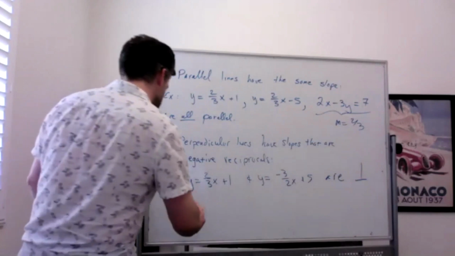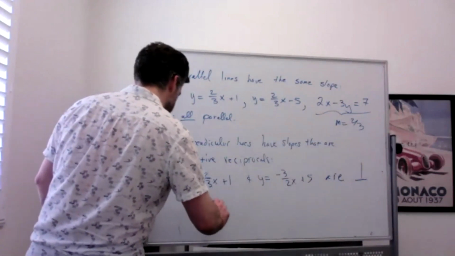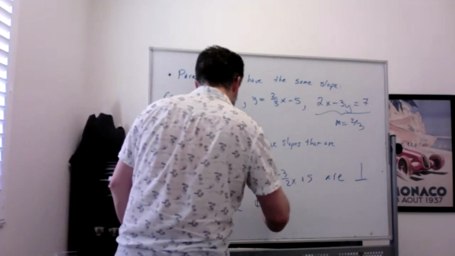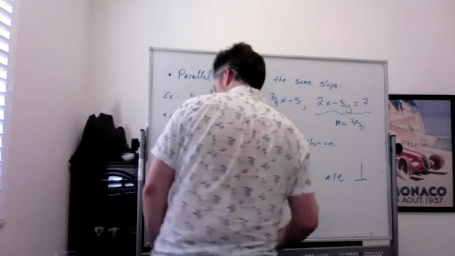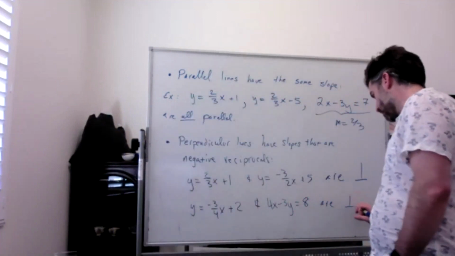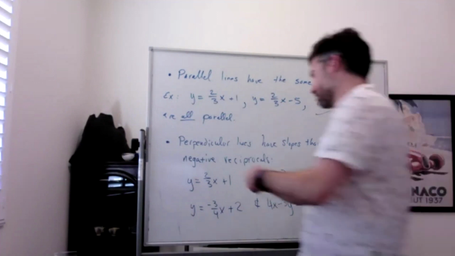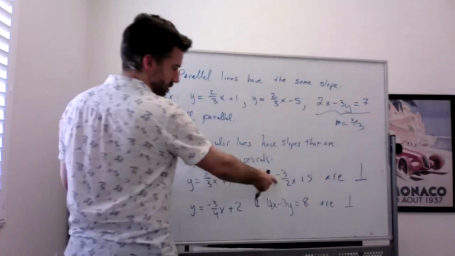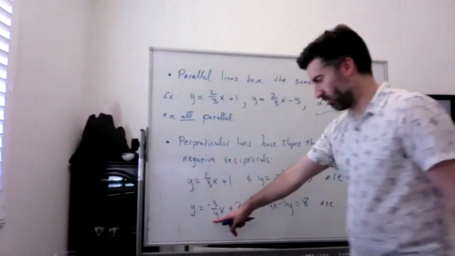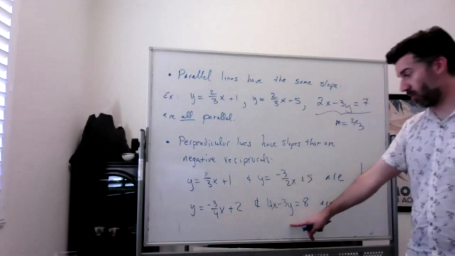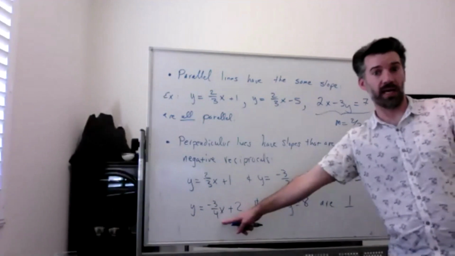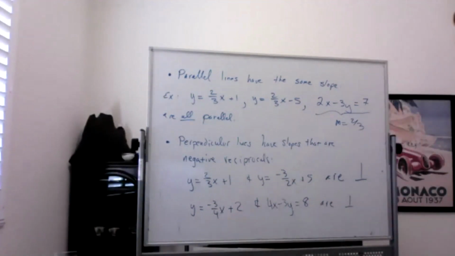Another example would be y equal to negative 3/4 x plus 2 and 4x minus 3y equal to 8. These are also perpendicular. So here, the slope is 2/3 and this slope is negative 3/2. It's the negative reciprocal. Here, the slope is negative 3/4. And if we solve for y, the slope here would be positive 4/3, the negative reciprocal of negative 3/4. All right.